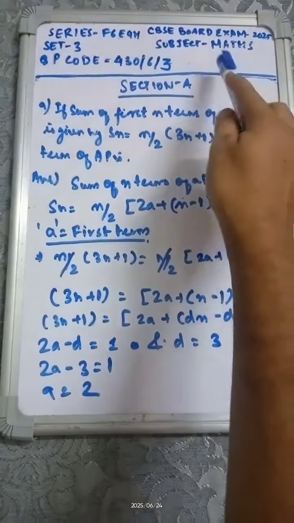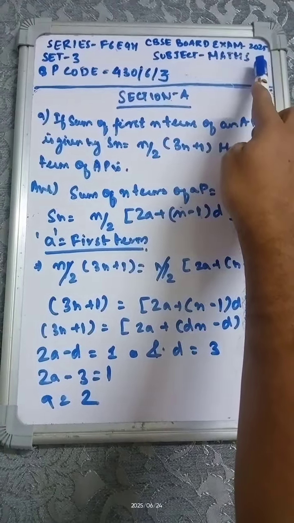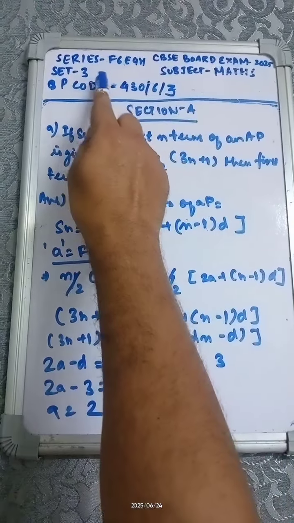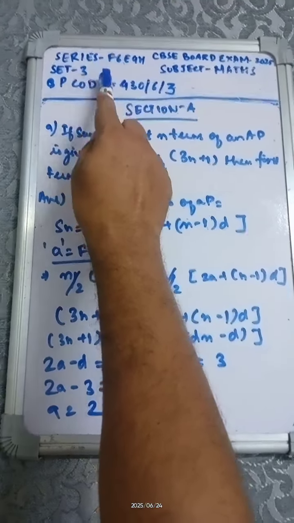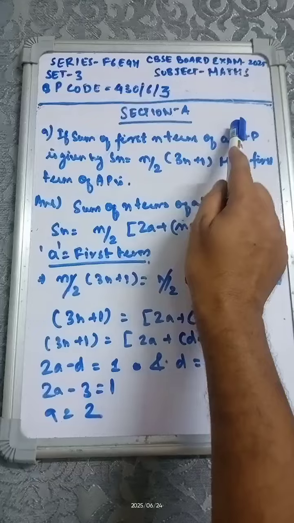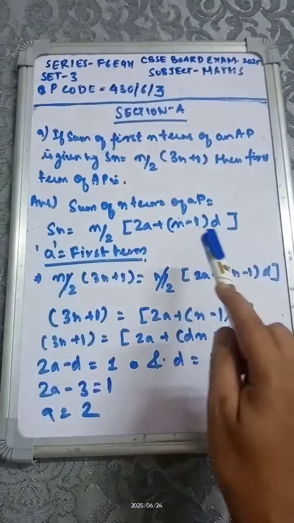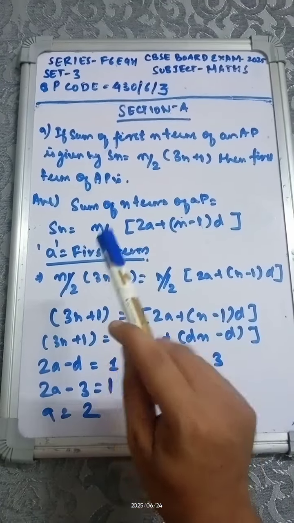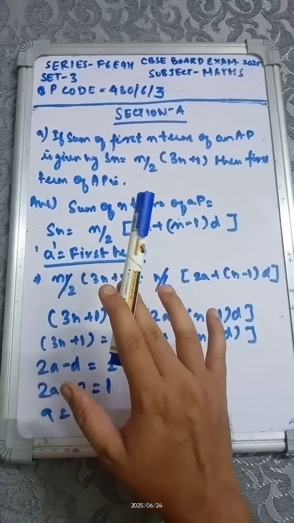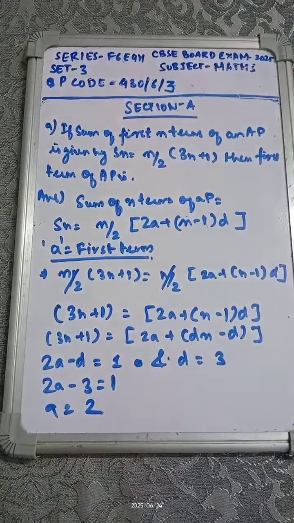I have started solving CBSE board exam question papers of 2025. Subject is mathematics. This is the series F6EGH, Set 3, question paper code is this. Section A question. Question number 9. Personally, before starting the video, I would like to say this is one of the good questions. It is quite tricky and you will understand why.